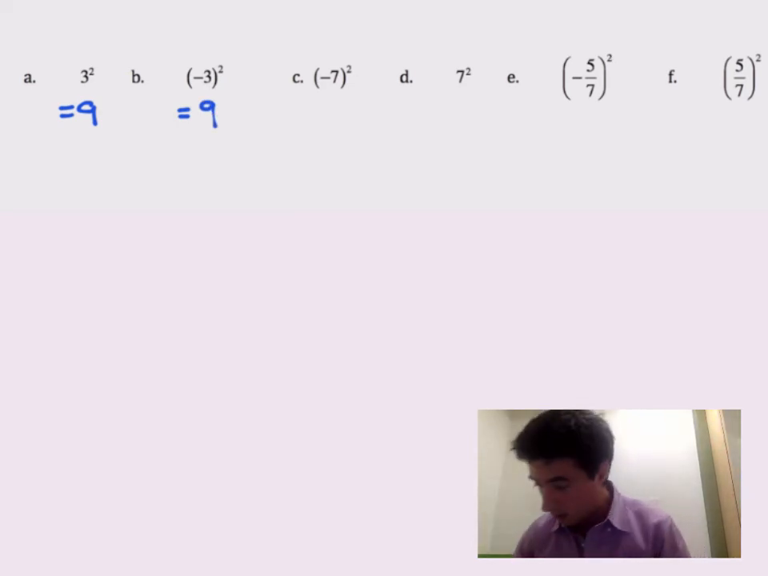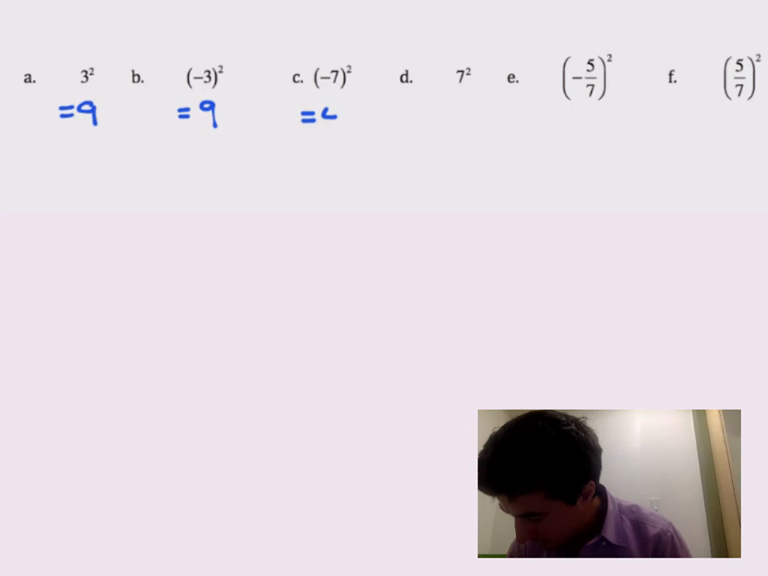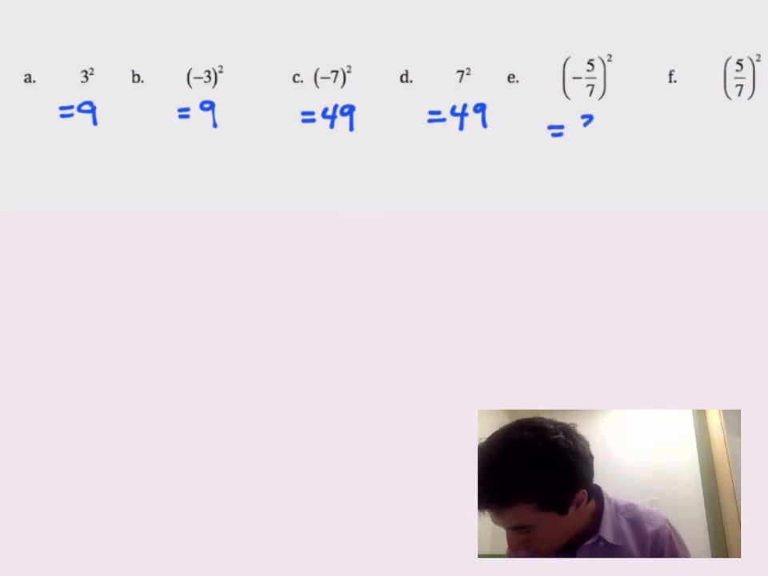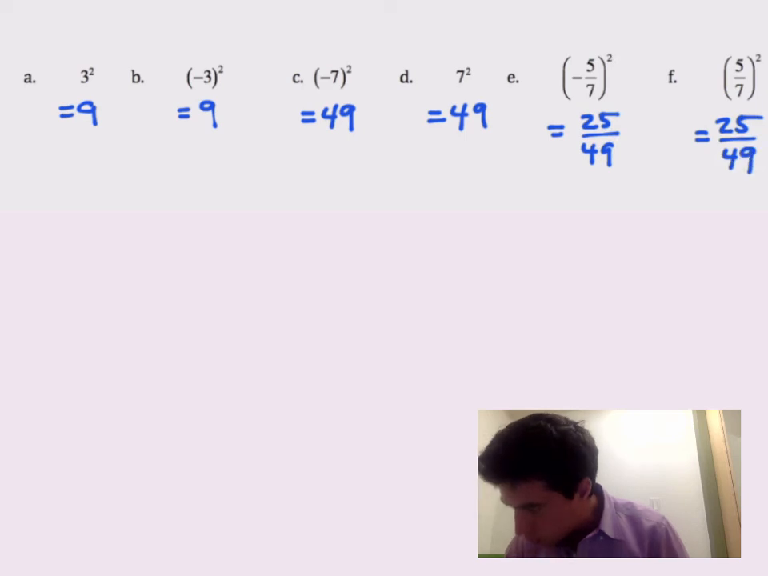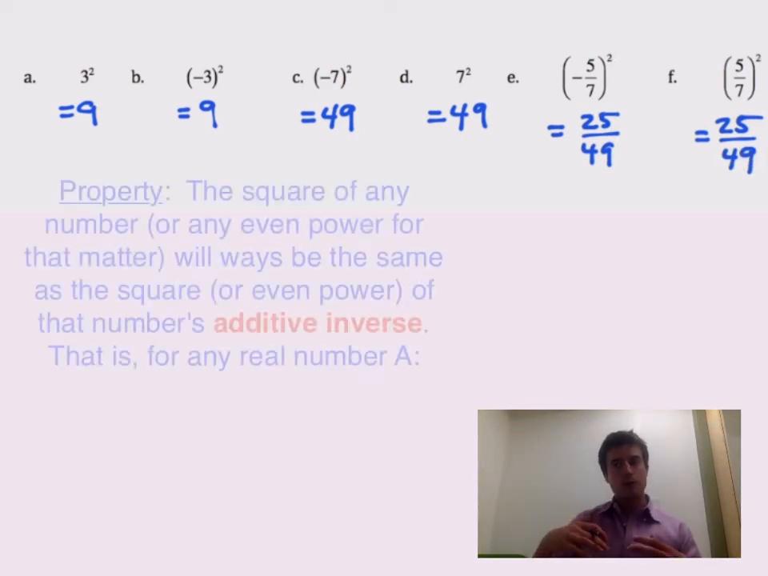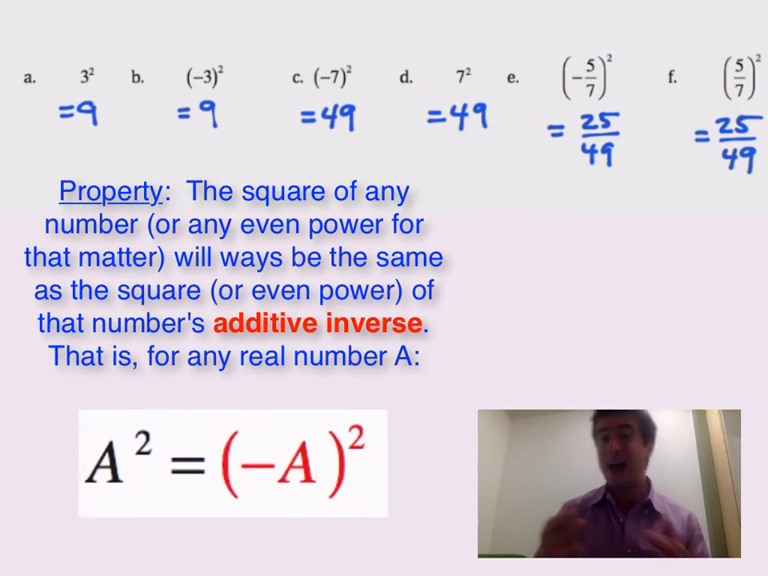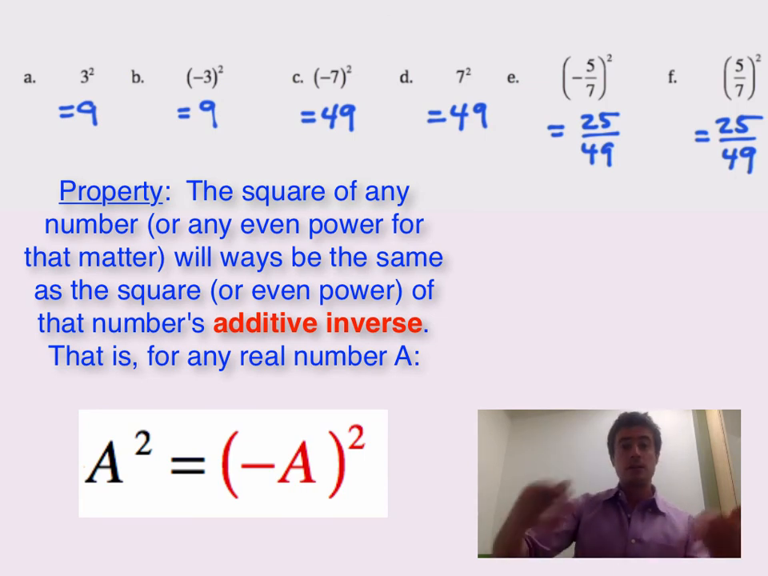Negative 7 to the second power, well, negative 7 times negative 7 is 49. And 7 times 7 is also 49. In our last pairing, negative 5/7 times itself is going to be 25 over 49. And 5/7 times itself will also be 25 over 49. And the long and short of it is, whenever we raise a number to the second power, we're going to get the same product as if we raise that number's additive inverse to the second power. 3 squared is the same as negative 3 squared. And negative 7 squared is the same as 7 squared.